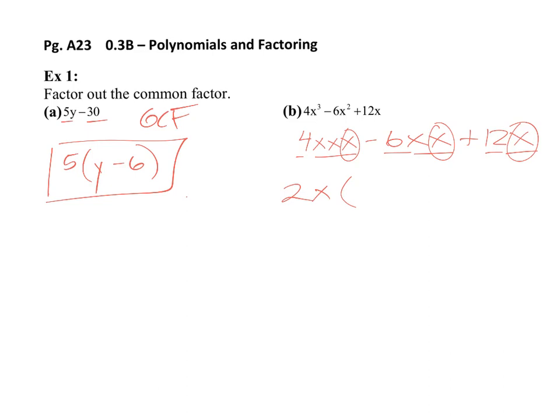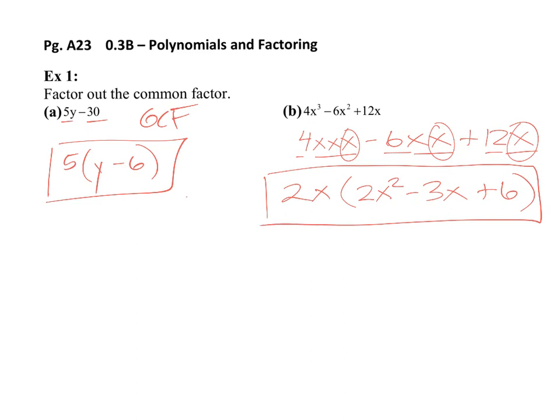Now what's left over? 2x times what is 4x cubed? Well, that's going to be 2x squared. 2x times what is negative 6x squared? That's going to be negative 3x. And 2x times what is 12x? That would be 6. All right, and that's all you have to do here, because it just told you to factor out the common factor.